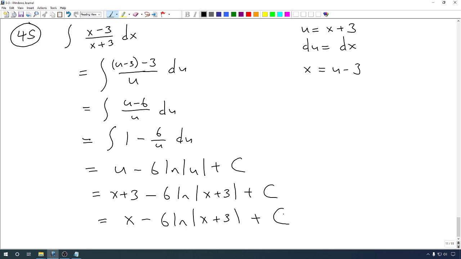These are technically different c's. This c here is 3 more than this c, but since we don't know what the constant is anyways, if we're just trying to write down an antiderivative, this is good enough. If we need to know what that c is, we'd have to then go ahead and still solve for it. But it's not too important to put the plus 3 in there because, well, x minus 6 ln of the absolute value of x plus 3 is an antiderivative of the original function of x minus 3 divided by x plus 3.